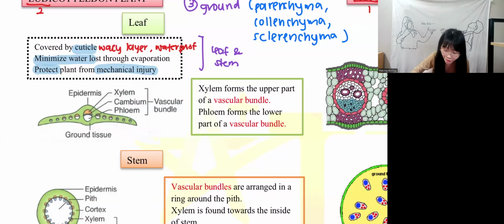So we call this a vascular bundle. Again, vascular means what? It's xylem and phloem. So vascular bundle. Xylem on top, phloem at the bottom.